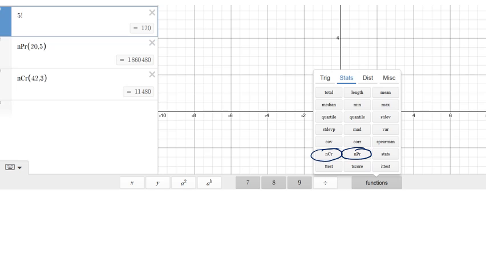So when you go to do your problems, you luckily don't have to write out all the factorials and all the formulas. But I did want you to at least see that so you knew where those were coming from. All right, so Desmos is doing those formulas for you.